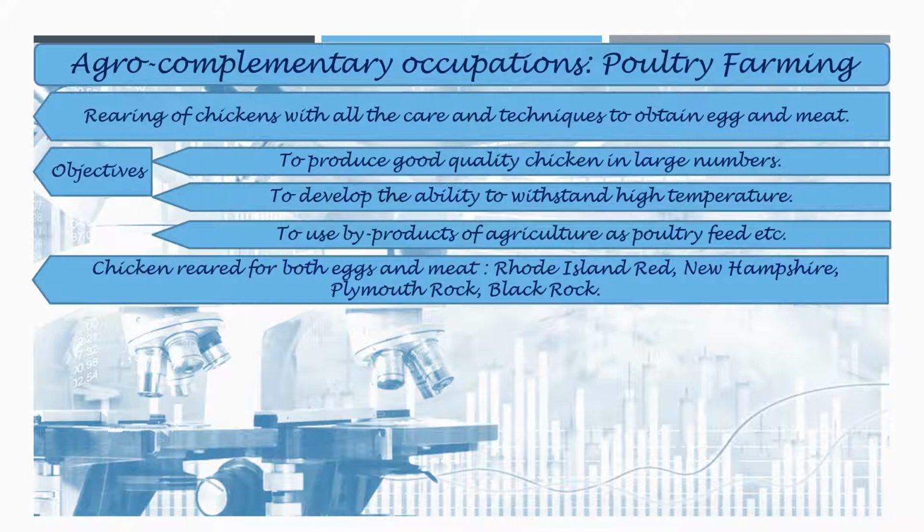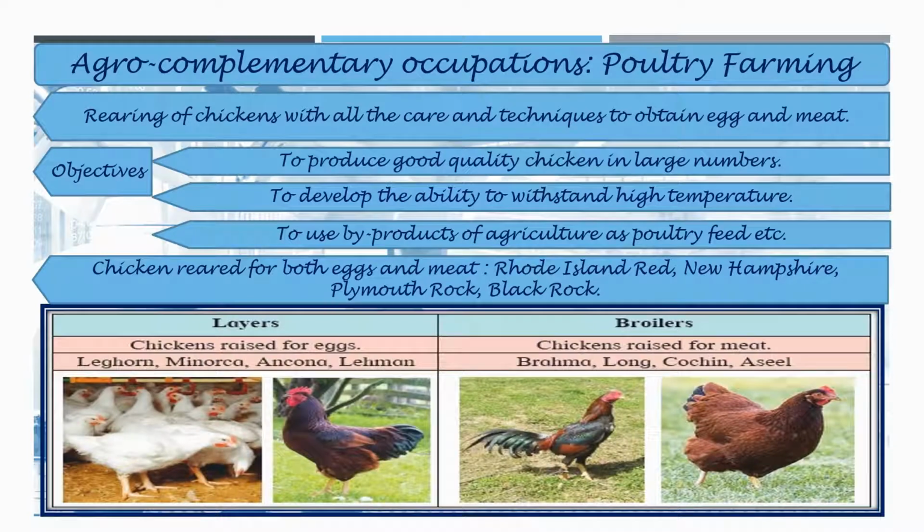Rock. Then layers are egg-laying varieties such as Leghorn, Minorca, Ancona, and Lehman. And broilers are meat-giving varieties such as Brahma, Long, Cochin, and Asil.